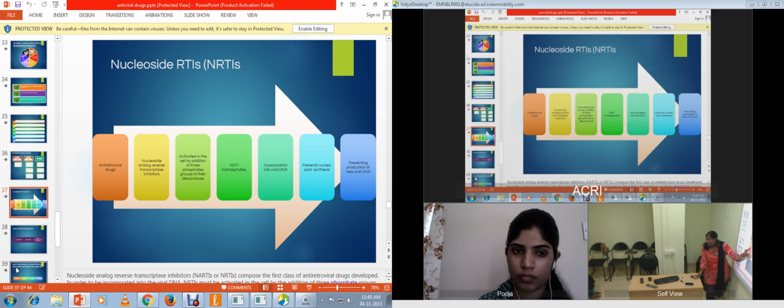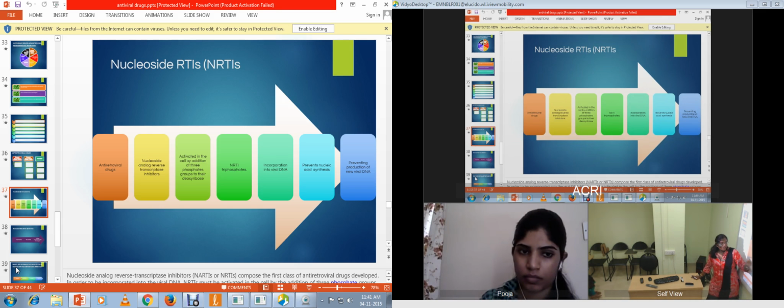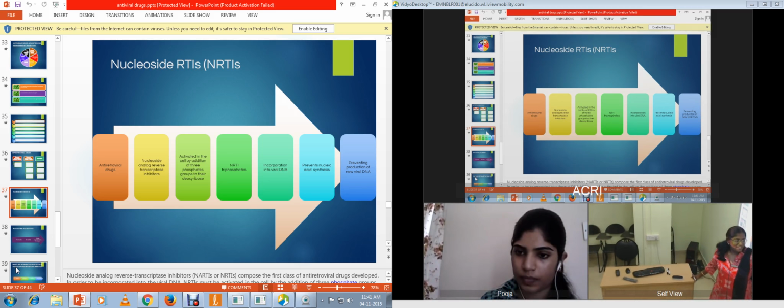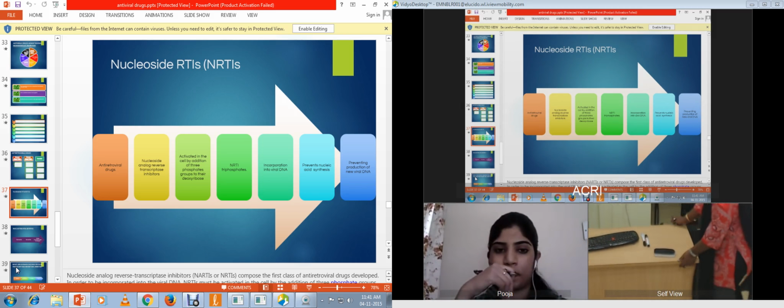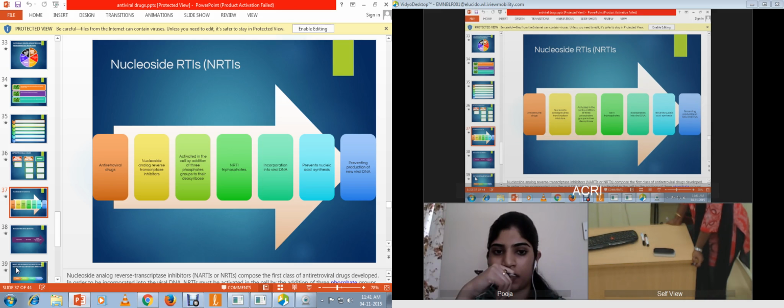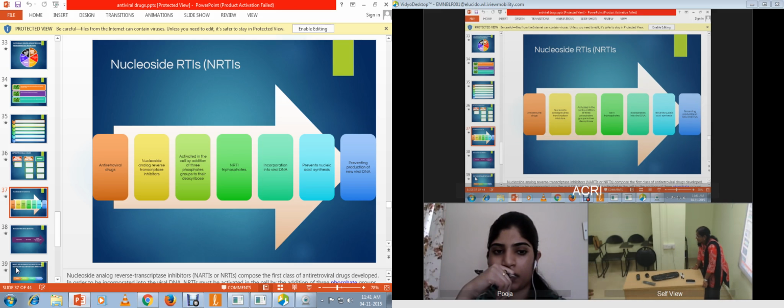It is an antiretroviral drug. It is a nucleoside analog reverse transcriptase inhibitor, activated in the cell by addition of 3 phosphate groups to the deoxyribose nucleotide. So, when you add, you get a triphosphate, again there is a phosphorylation, incorporation into viral DNA, preventing production of new viral DNA. This is the mechanism of action of antiretrovirals.